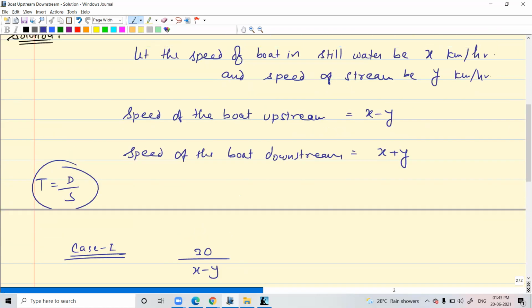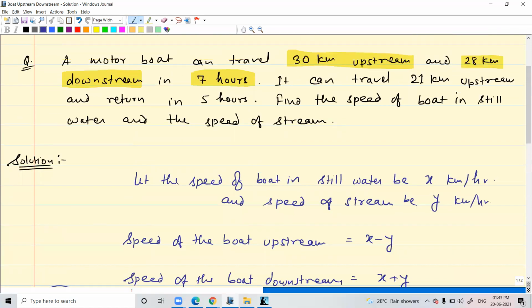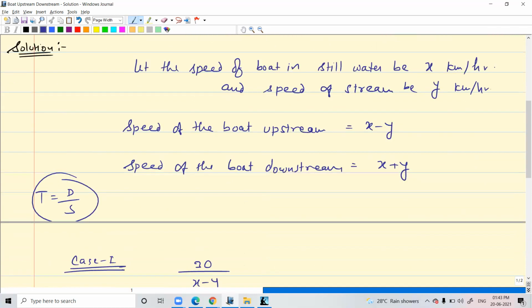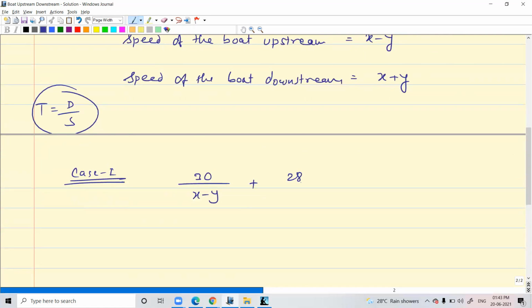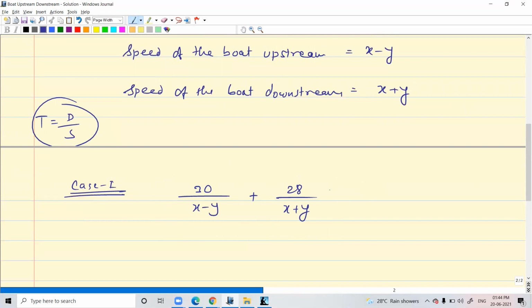But we don't know how much time individually it took to go up alone, right? We only know that it took 7 hours to go upstream and then downstream 28 kilometers. So let's add those two times together. What will be the time to come downstream? It was 28 kilometers, so the distance is 28 and the speed while coming down was x plus y. So this is the time going upstream, this is the time going downstream. When we add them together, the question says that it took a total of 7 hours. That is what gives us our first equation.